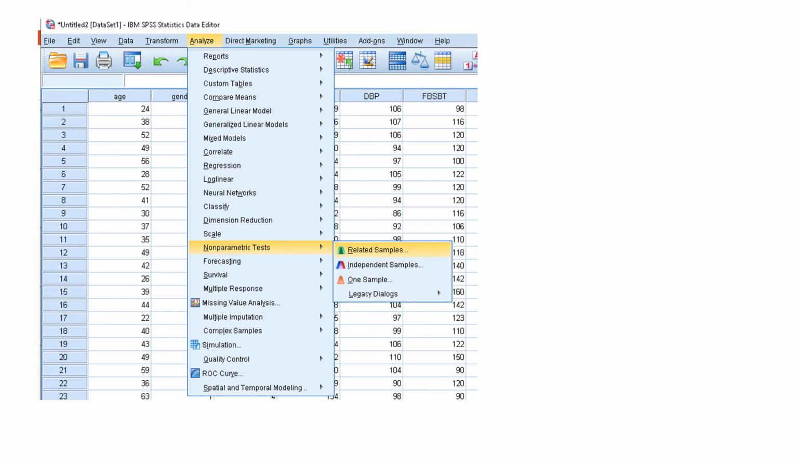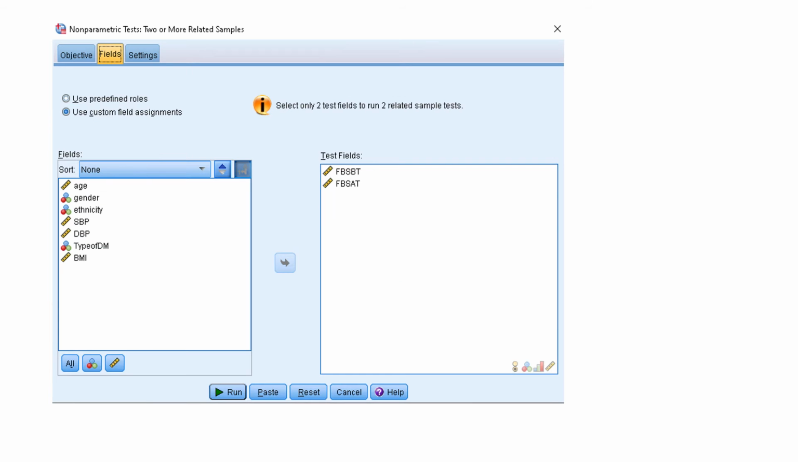To do the Wilcoxon signed rank test, you click on Analyze, Non-Parametric Tests, and Related Samples. You have to click on that. Now you select the two variables. You click on fields and select the two variables: fasting blood sugar before treatment and fasting blood sugar after treatment.